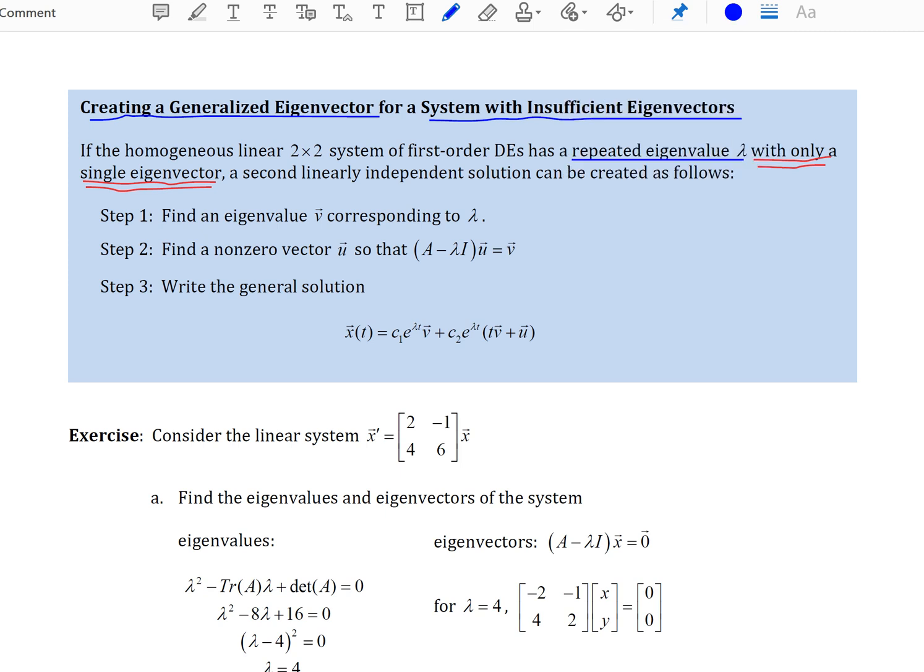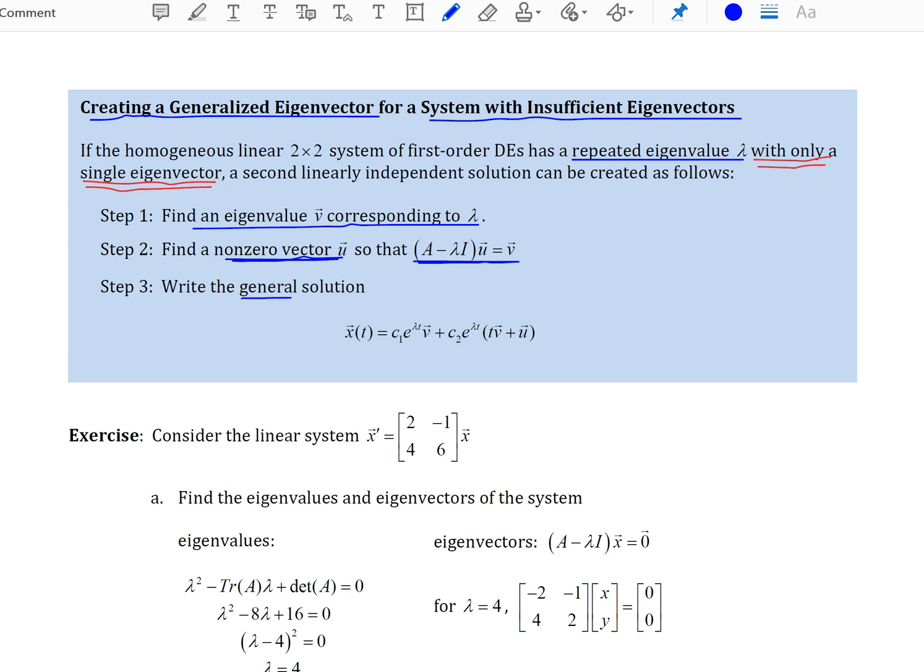To do so, we will find an eigenvalue and a corresponding eigenvector v. Then we are looking for a non-zero vector u, referred to as a generalized eigenvector, that satisfies the property that (A minus lambda I) u equals v. This is not a traditional eigenvector. This is a vector that when you multiply it by your matrix gives you back your first vector.